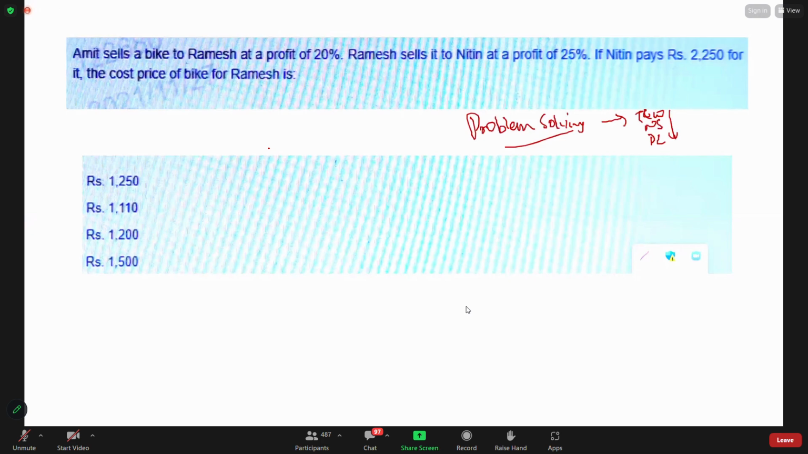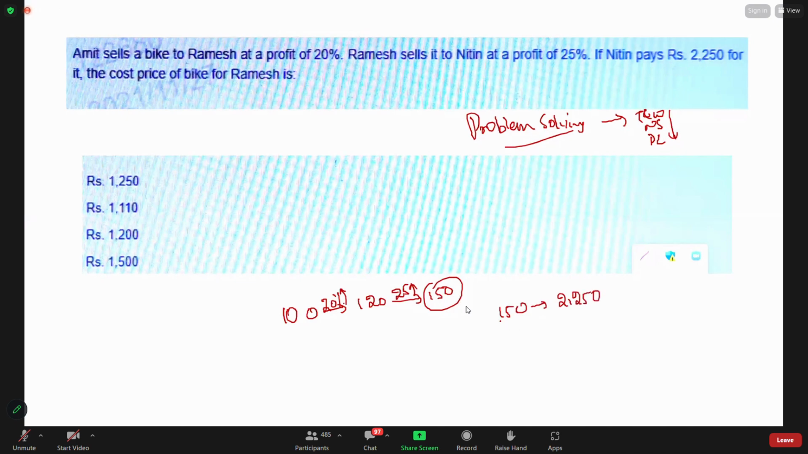Okay, Amit sells a bike to Ramesh at a profit of 20%. I told you, right? You can always take it as 100. Selling it to Ramesh at 20%. Done. Ramesh sells it to Nitin at a profit of 25%. So 25% increment here. 120 increased by 25%. How much is that? 150. Now he says Nitin pays 2,250 for it. So Nitin did not pay 150, but Nitin paid 2,250.